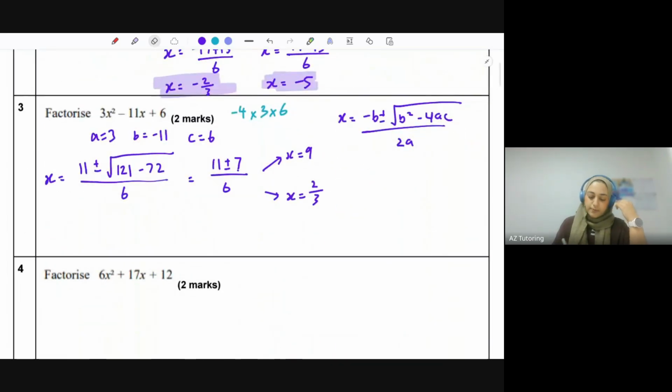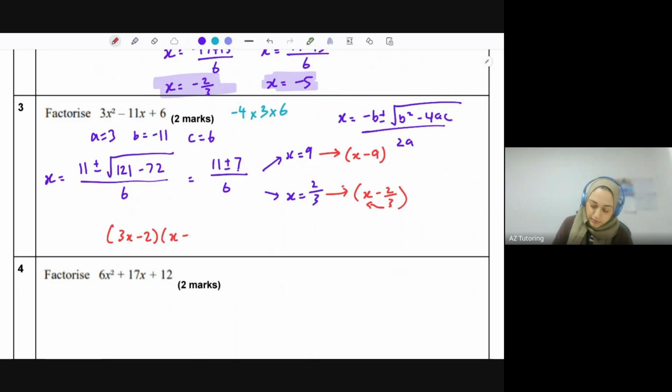Back to this question. So putting these into brackets, how would we do that? Well, we know for this bracket, it would be x minus 9. You would take the opposite sign. And for this one here, it would be x minus 2/3. But we're not allowed to have fractions in brackets. So we need to times this 3 up. So the answer we get here is 3x minus 2.